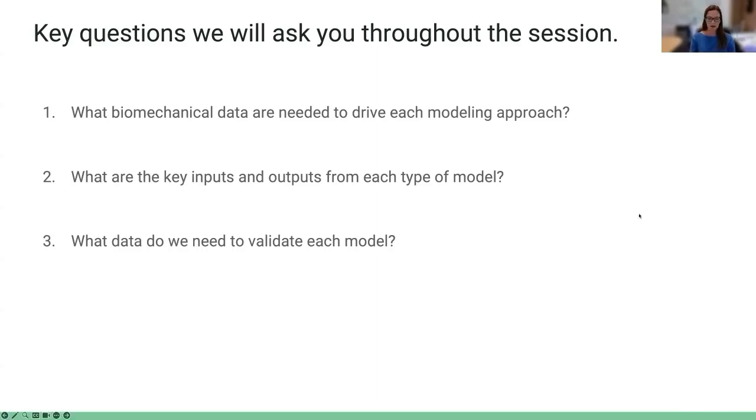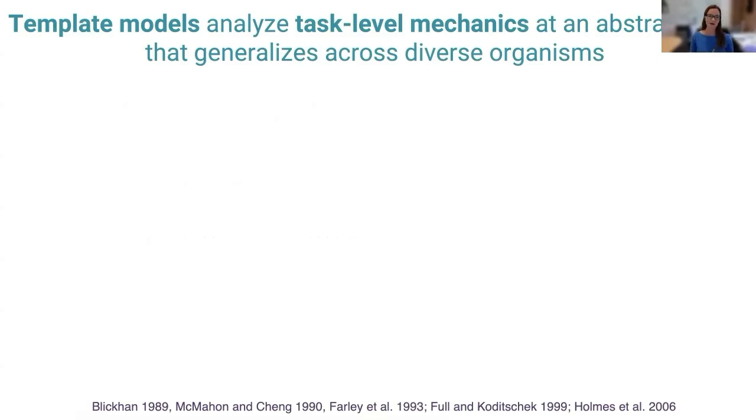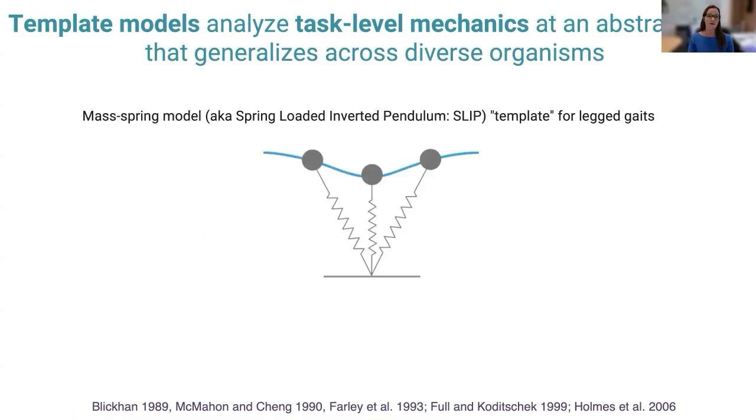So I'll be talking briefly about template models. When I say template models, this is a very abstract model that represents the task level mechanics in a way that really generalizes across diverse organisms. So it doesn't include the detailed features of the organism's anatomy. And the most famous and commonly used example of that is the mass spring model. When we use the model to simulate forward locomotion, it has both the bouncing mass spring element and an inverted pendular motion. So it's called the spring-loaded inverted pendulum model.